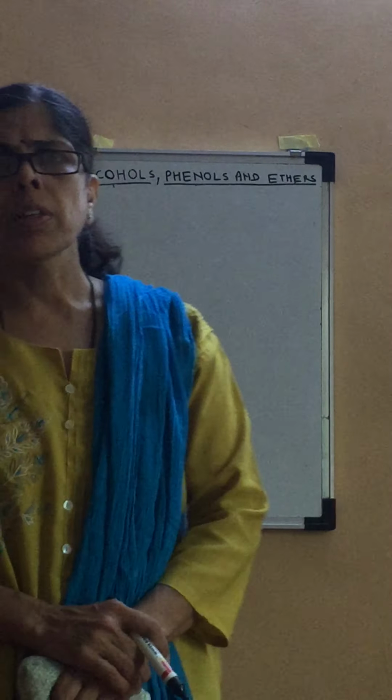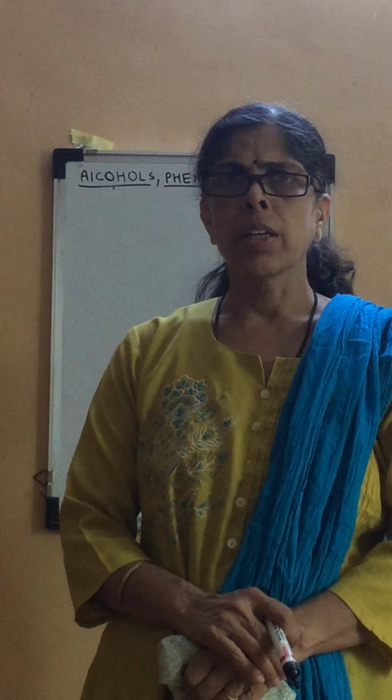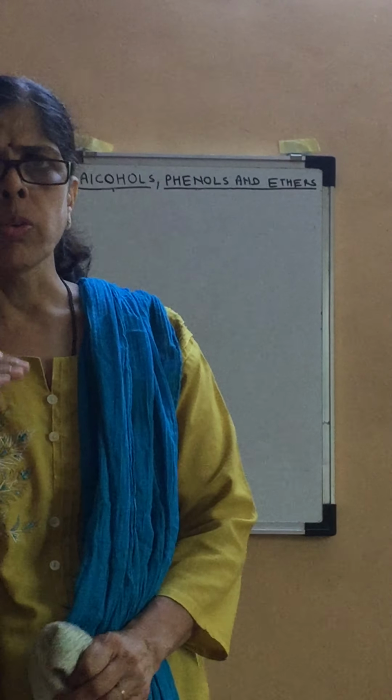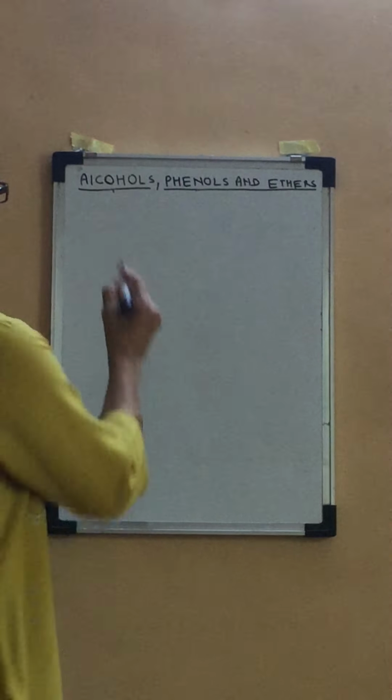We will start with one of the chapters from organic chemistry: alcohols, phenols and ethers. First of all we will see what alcohols, phenols and ethers are, and then we will continue. So what are alcohols? Alcohols have general formula ROH, where R is an alkyl group.